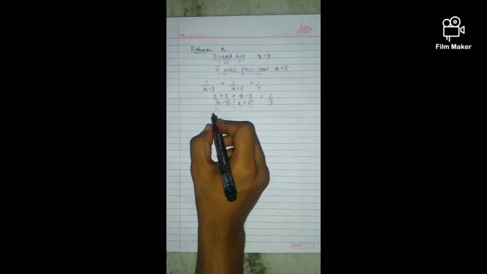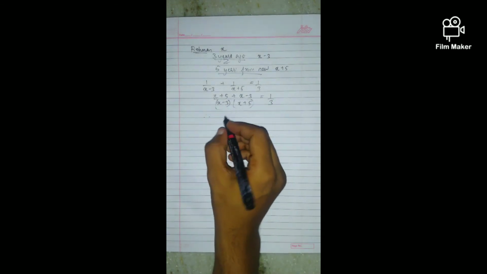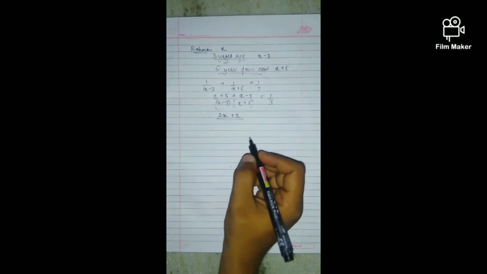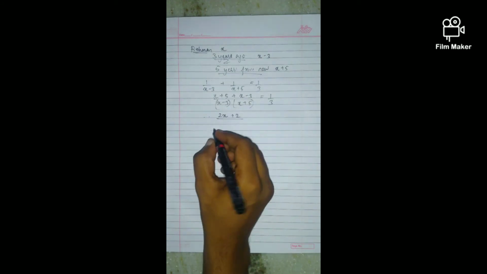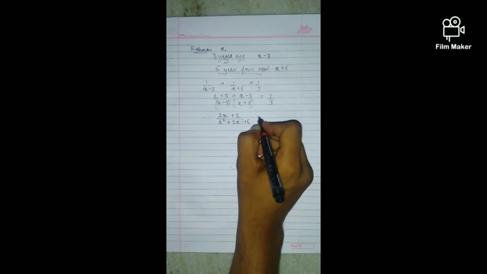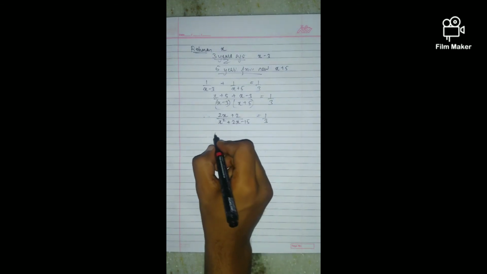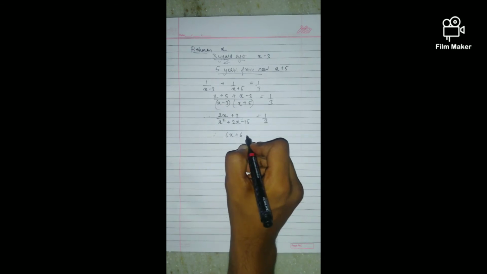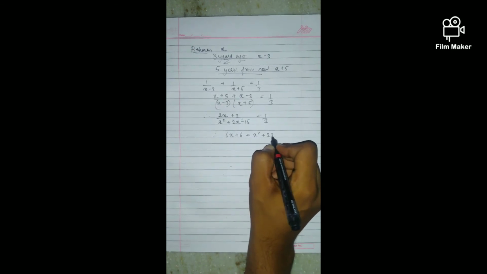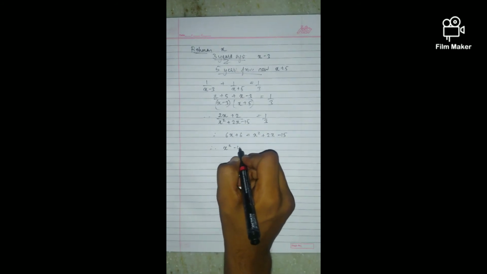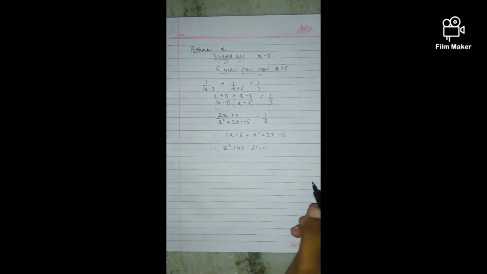X minus 3 into x plus 5 is equal to 1 by 3. Okay, so now x plus x, 2x, plus 5 minus 3 is 2. Solving these we get x square plus 2x minus 15 is equal to 1 by 3. Okay, cross multiplication, we get 6x plus 6 is equal to x square plus 2x minus 15. Solving this we get x square minus 4x minus 21 is equal to 0. We got the quadratic equation.